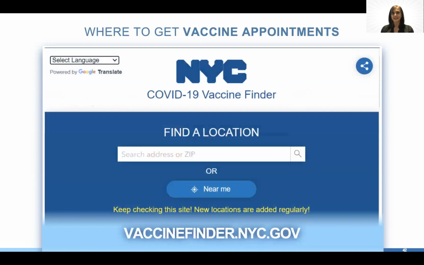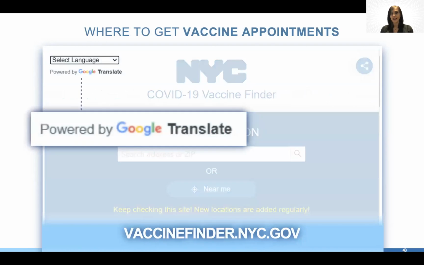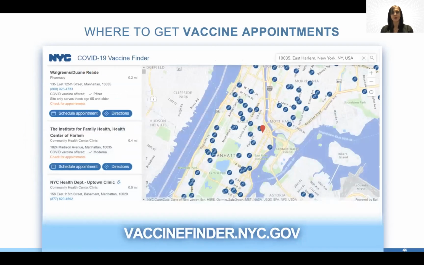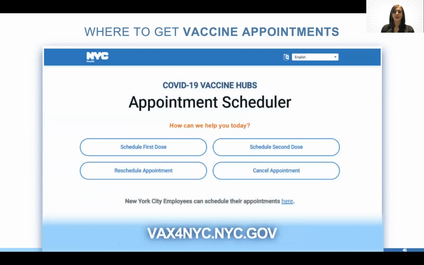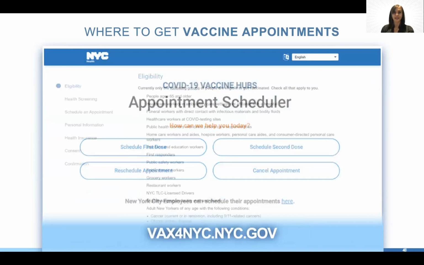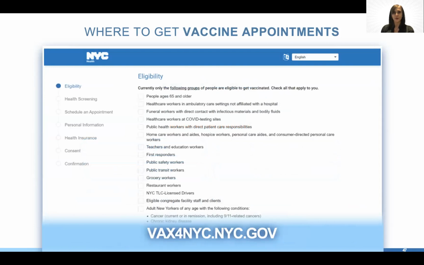Now, where can you get vaccine appointments? Well, there are a couple of different places. Vaccinefinder.nyc.gov also has the ability to look in multiple different languages. When you look by zip code, you'll get a map of all of the places around you, and you can explore whether they have new appointments, whether they're vaccinating people in the community, or just those with specific eligibility requirements. COVID19.nychealthandhospitals.org also has a huge number of vaccine appointments and lists who is eligible. Vaxfornyc.nyc.gov is a terrific place to look, especially around the eligibility requirements.